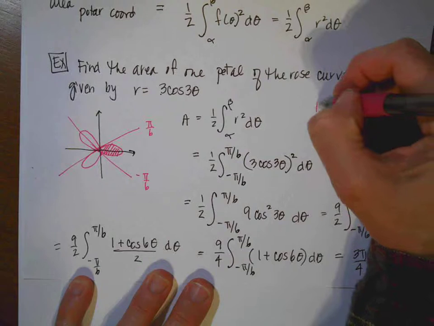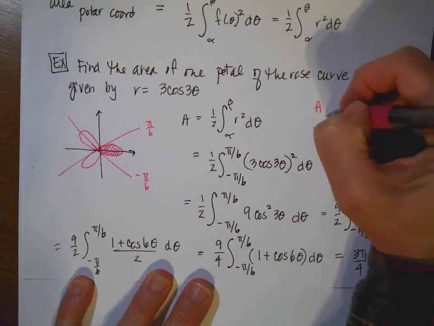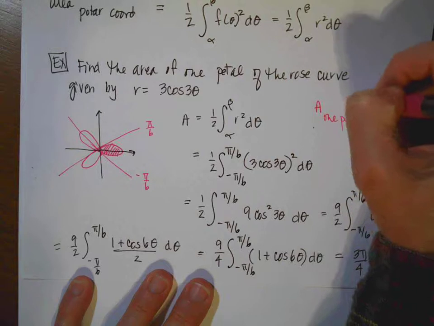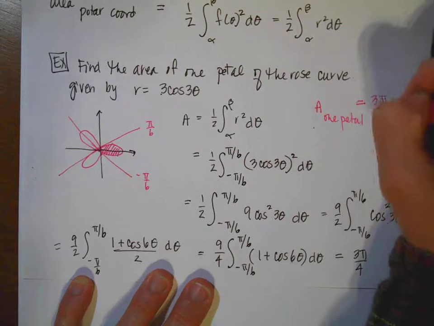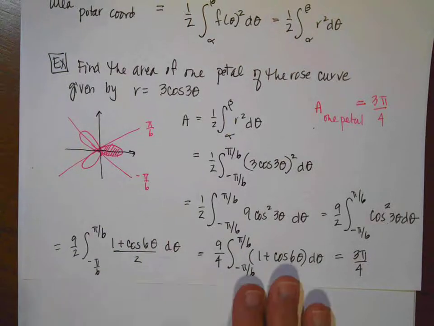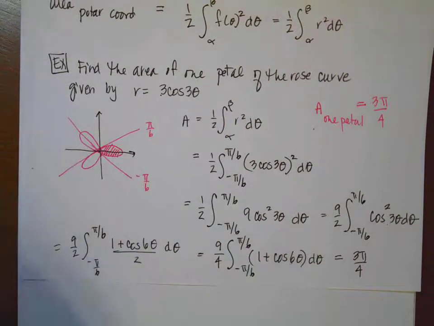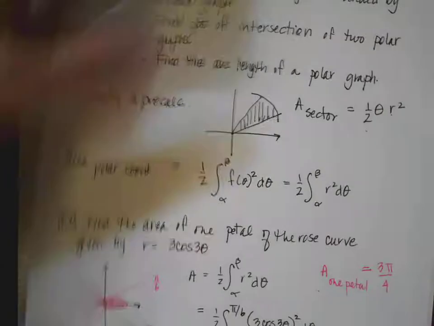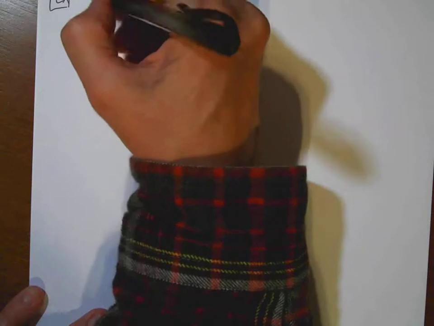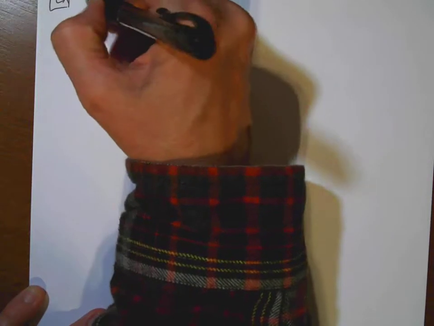And I want to identify my answer, but I'm going to come back up here because I ran out of room. So the area of one petal is approximately equal to 3 pi over 4. So that one wasn't horrible. All right. So the next thing we want to do is talk about what happens with some of these really cool polar equations when things start overlapping and do an area between the curves.